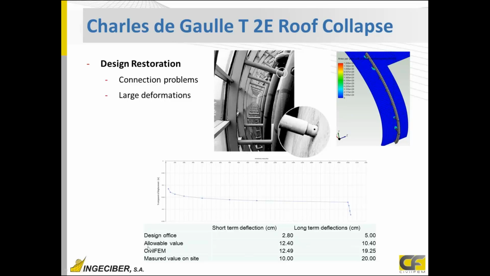With CivilFEM, the values we got, solving this, are about 12 for the instantaneous deformations, and about 19 for the long-term ones. The measured values are very, very close to what we obtained with CivilFEM, 10 and 20. And the collapse is obtained in a similar way when applying thermal and the rest of the loads. When cancelling this connection, collapse happens.